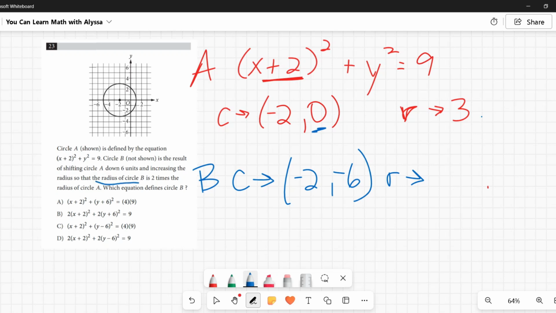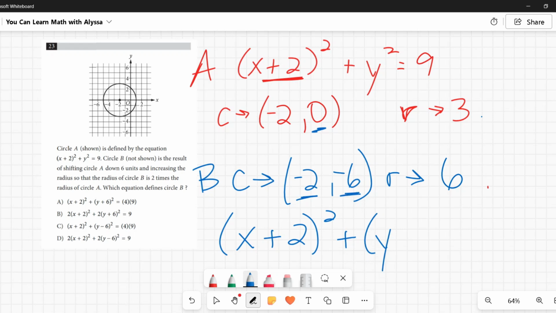And it says the radius of circle B is 2 times the radius of circle A. Well, the radius of circle A was 3, so 2 times that would be 6. And now I have all the information I need to write the equation of circle B. It's going to be x, and negative 2, I'm going to put the opposite of that, plus 2 squared, plus y, again, negative 6, write the opposite, plus 6 squared is going to be equal to the radius squared. 6 squared is 36. So x plus 2 squared plus y plus 6 squared equals 36.